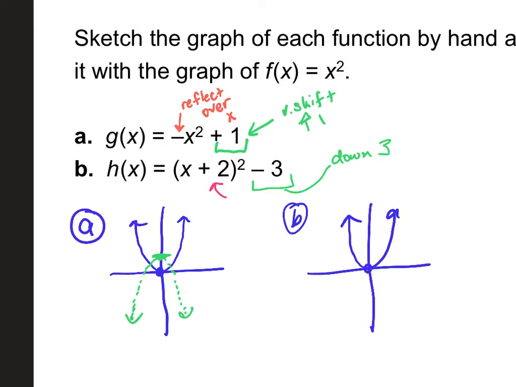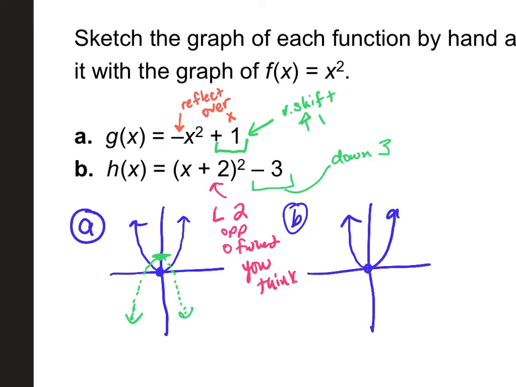If the stuff at the end shifts things up and down, what do you think happens with stuff inside the parentheses? Left to right. So which way is this parabola going to move? Right or left? Left, because isn't it flipped? It's the opposite of what you think. This is going to go left 2. Remember, inside the parentheses, anything but the x is the opposite of what you think.